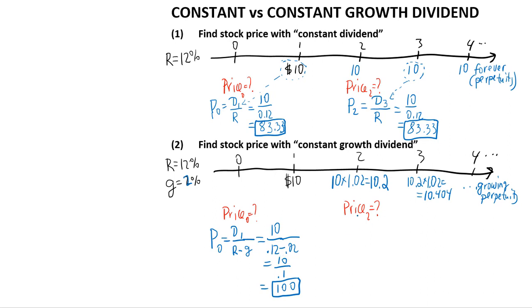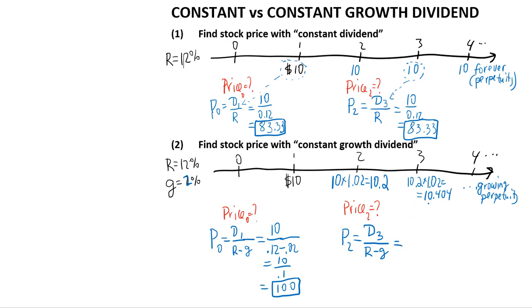today. Now the price in 2 years is found exactly the same way again. We take the dividend from year 3 and divide by R minus G. See how for price 0 we need dividend 1, for price 2 we need dividend 3. We did the same thing above, except it didn't matter, all dividends were the same, they were all $10. Here they are different amounts, right?